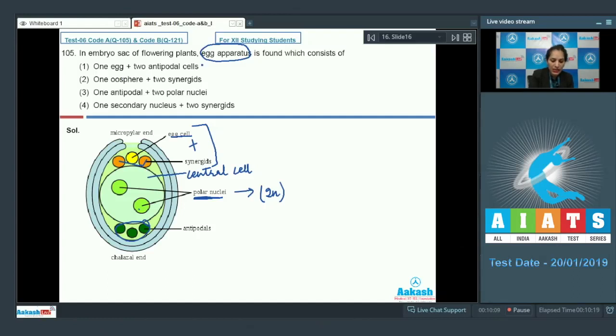So 1 egg plus 2 antipodals? No. 1 antipodal plus 2 polar nuclei? No. 1 secondary nucleus plus 2 synergids? No. 1 oosphere, that is 1 egg cell plus 2 synergids? Yes. So the correct option for the given question is option number 2. Let's move on to the next question.